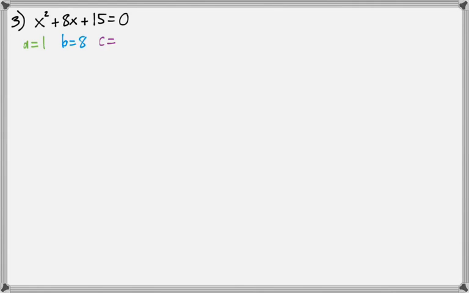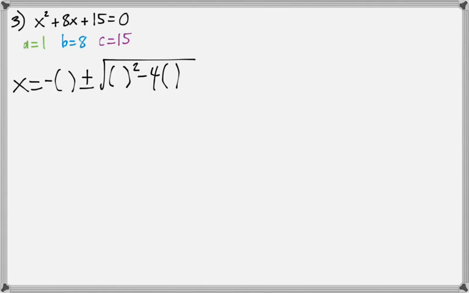and c is 15. And then I'm going to write my quadratic formula, but I'm going to put open parentheses wherever I see my variables. So this is my template. So the 1 is going to go here and here. 8 is going to go here and here. And the 15 is going to go there.